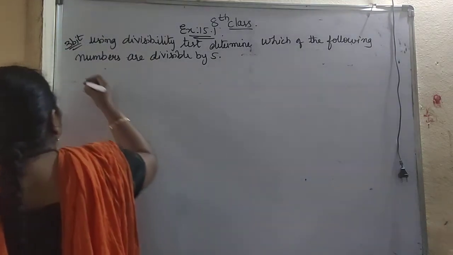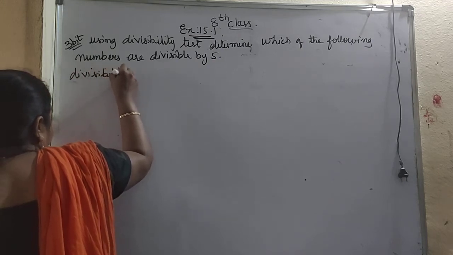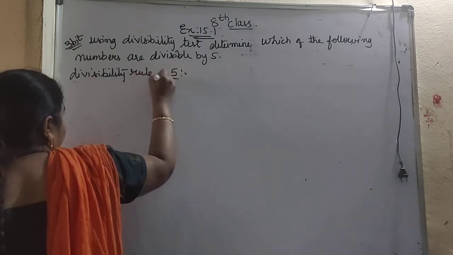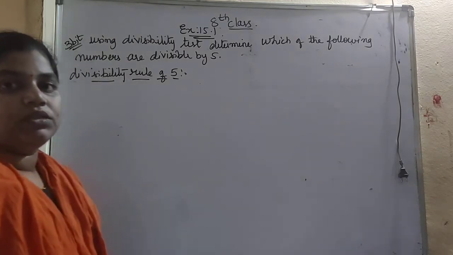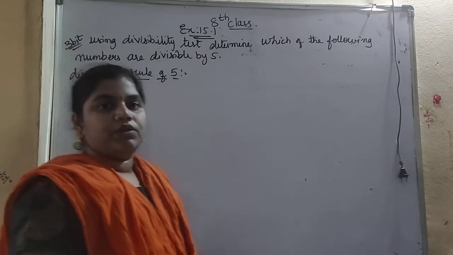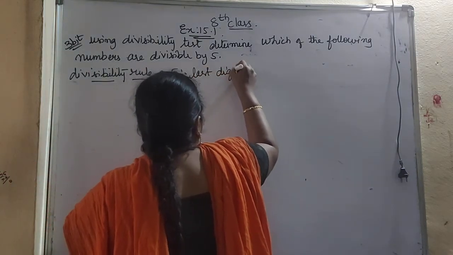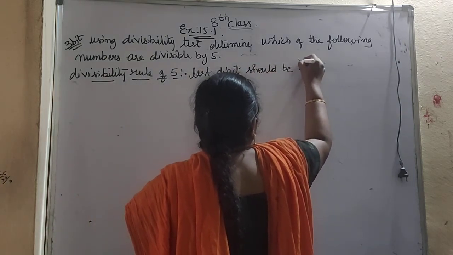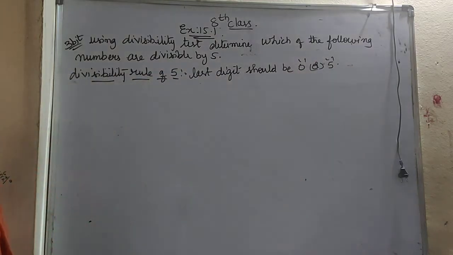of 5 here. So what is the divisibility rule of 5? Last digit should be 0 or 5. So if you are seeing the last digit as 0 or 5, it will be divisible by 5. Now we can check which numbers are divisible.